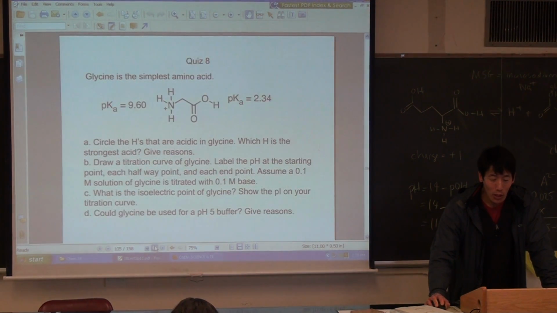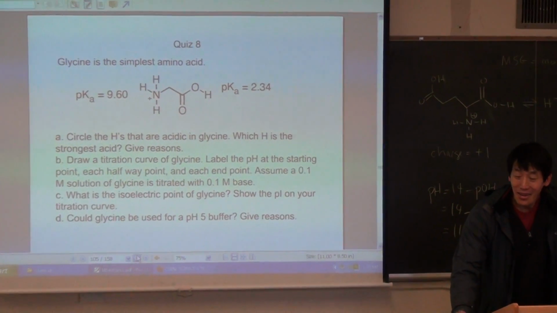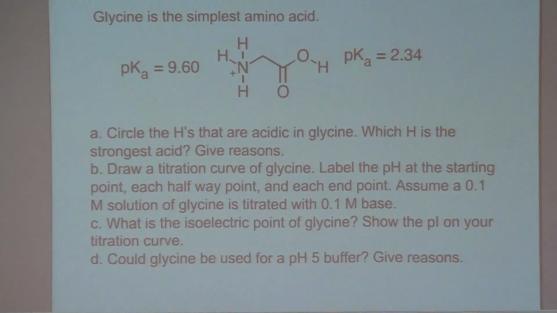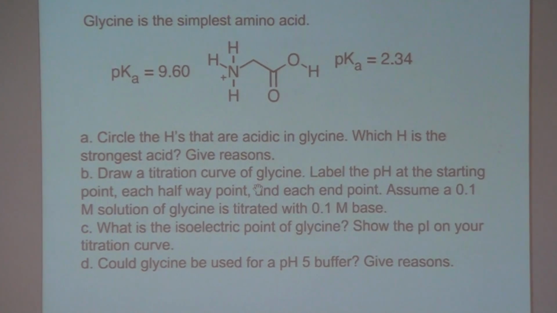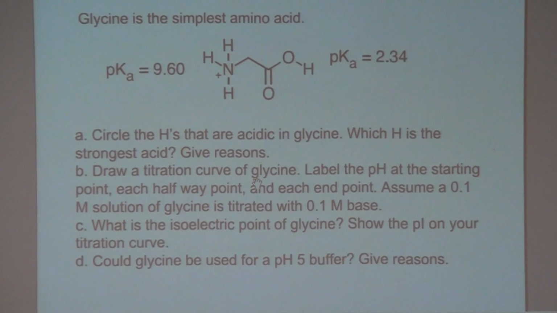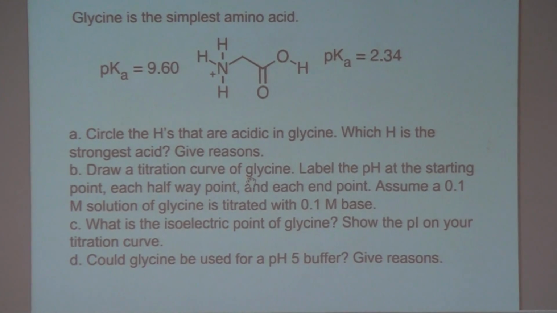So here's your quiz question. Glycine is the simplest amino acid. Let's see, how much time do we have? Make sure we have enough time. We have 10 minutes.